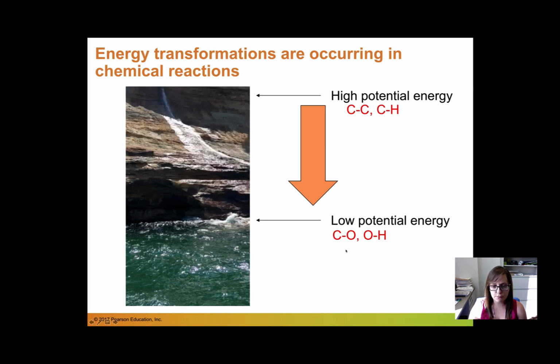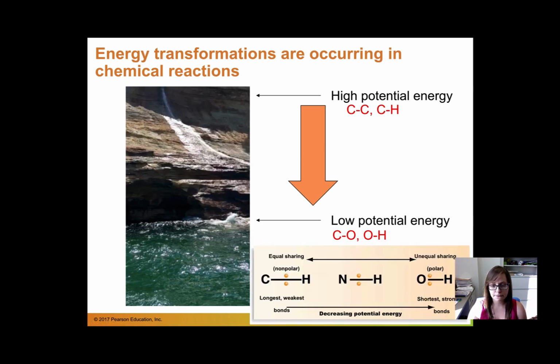And chemical bonds with low potential energy are those bonds between carbon and oxygen, right, polar bonds, and oxygen and hydrogen, again, polar bonds. And as molecules move from high potential energy to low potential energy, the energy is not lost, it's transformed. Okay, so again, here's an example of the non-polar bonds that are weak bonds, but they have high potential energy because the electrons are shared evenly, and polar bonds in which the electrons spend more of their time orbiting oxygen than they do hydrogen, and those bonds are stronger and have less potential energy.